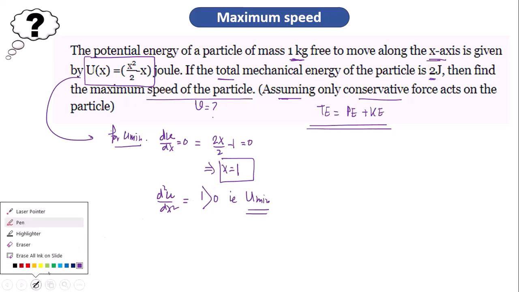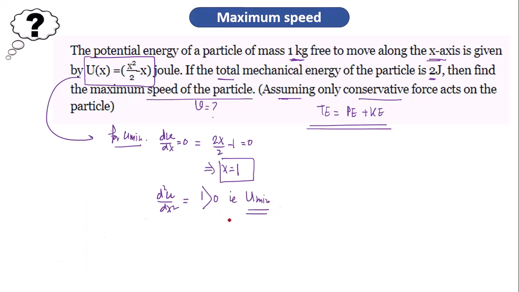Now corresponding to that x equals 1 location, what is the U minimum value? So U minimum is equal to x square by 2 minus x, and putting the value of x equals 1 meter, what do we get? 0.5 minus 1, that is minus 0.5 joule. So minus 0.5 joule is the minimum potential energy. So you know that whenever the potential energy is minimum, at that position the kinetic energy will be maximum.